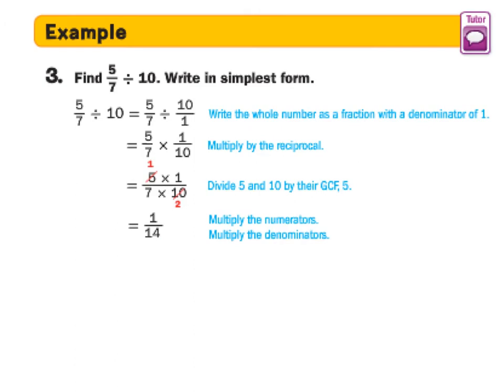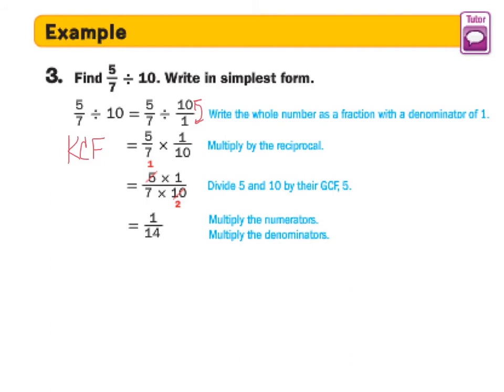So let's take a look at this one. They took 5/7 divided by 10. The first thing you have to do is change this 10, the whole number, into a fraction. So it would be 5/7 divided by 10 over 1. Now we can go ahead and use our keep, change, flip. We're going to keep the first fraction, change division to multiplication, and use the reciprocal of 10 over 1. So it becomes 1/10.